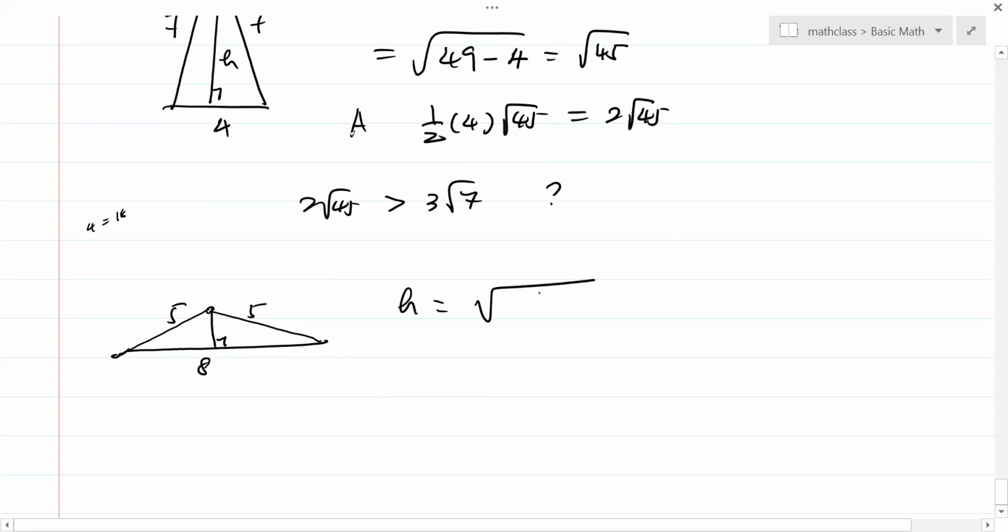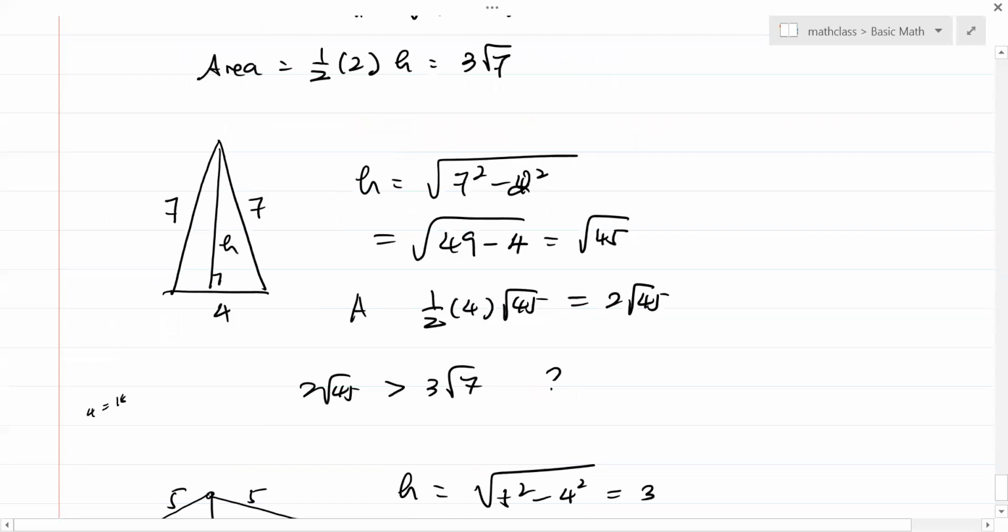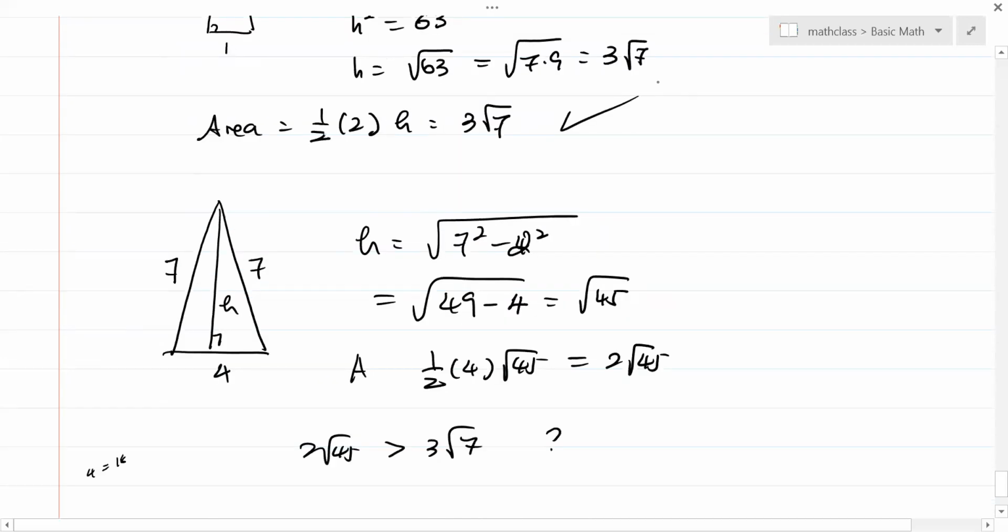This is the lowest one, and you do the calculation. h is going to be 5 squared minus 4 squared, and that is going to be 3. So the area is going to be half of 8 times 3, and 4 times 3 is 12. So this is also larger than the number you got. So the answer will be this one. Okay, let's stop here.